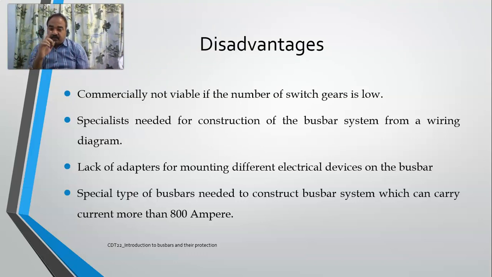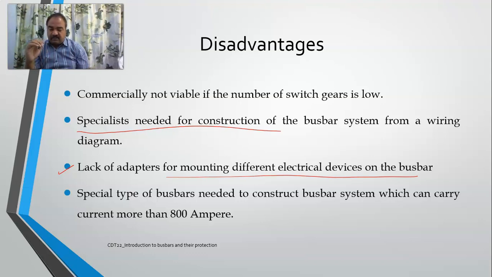And for erection of all these things, you do require specialists. A normal person cannot do these sort of things. There is also a lack of adapters for mounting different electric devices on the bus bar; this is also one of the biggest problems. And for currents more than 800 amperes, you require a special type of bus bar, and it may prove costly for you. So these are the disadvantages.